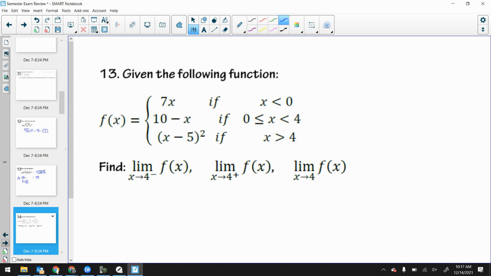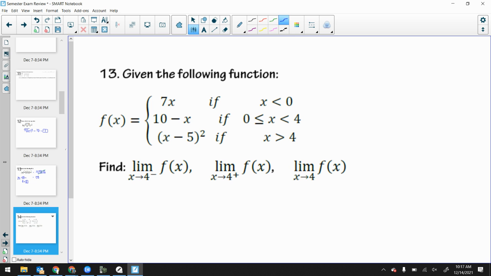Whole exam. That was back in the chapter 2 test, you guys were like, this is so hard. Given the following function, find the limit as x approaches 4 from the left, the limit from the right, and the limit total. Okay, so let's find the limit as x approaches 4 from the left.